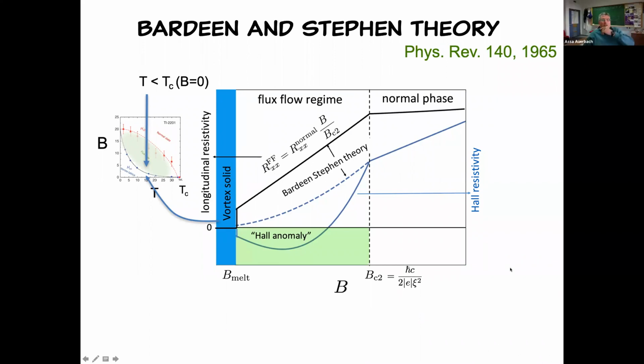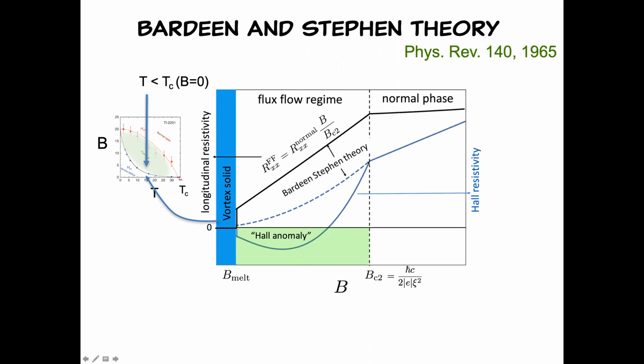Yeah, okay. So Bardeen and Stephen gave a very simple prediction. They said, in this flux flow regime, just take the normal state resistivity multiplied by B divided by BC2. BC2 is this red curve that is where the system wants to turn normal, whatever that means. It's a mean field type of energy scale that you get from the Ginzburg-Landau theory. Doesn't matter here. It just says that there's going to be a reduction in the resistivity in the flux flow regime, and also a reduction in the Hall resistivity, which will have the same factor, and it'll go quadratically in the flux flow regime.